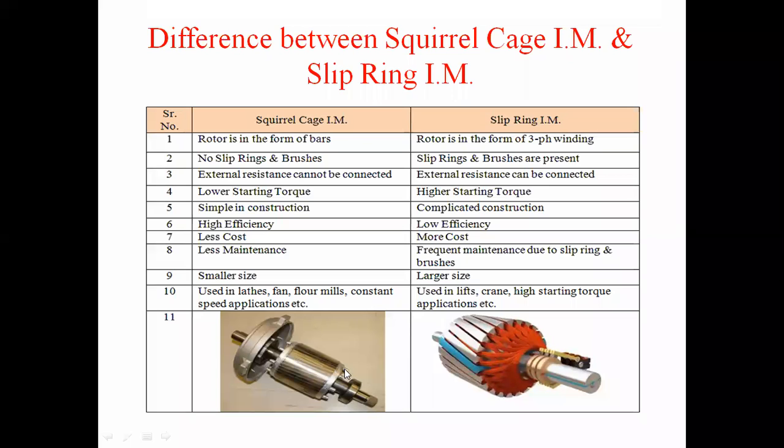Here you can see that there is no slip ring and no winding, so there is no question of slip rings. While if there is winding, then we should always provide the slip rings and brushes. Here the external resistance cannot be connected. Here external resistance can be connected. As we saw in the speed control and starting of the slip ring induction motor, we require external resistance for starting as well as speed control, but there is no such provision for squirrel cage induction motors.